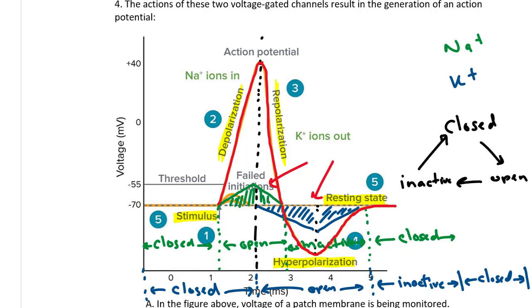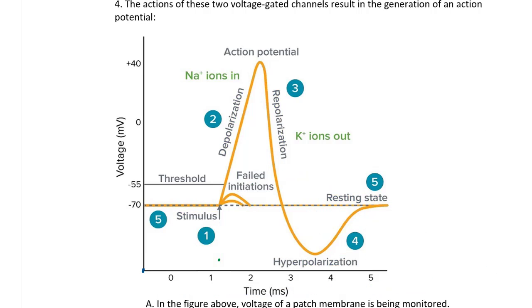Okay, so I'm going to get rid of all of this stuff and go back to the initial plot. Now, there is this little thing here that is saying failed initiation, right, and threshold. That means the membrane potential, in this case, has to reach minus 55, meaning it has to increase from minus 70 to minus 55 for an action potential to actually be initiated. Otherwise, you're going to have failed initiation.